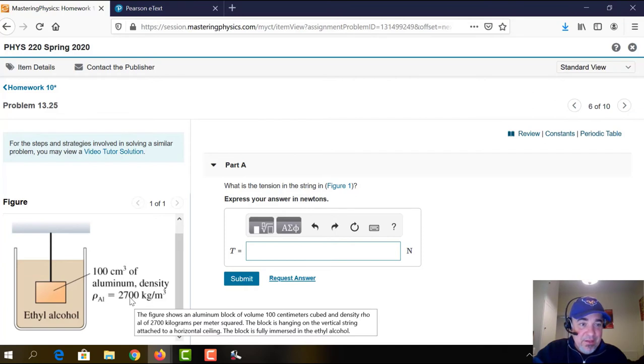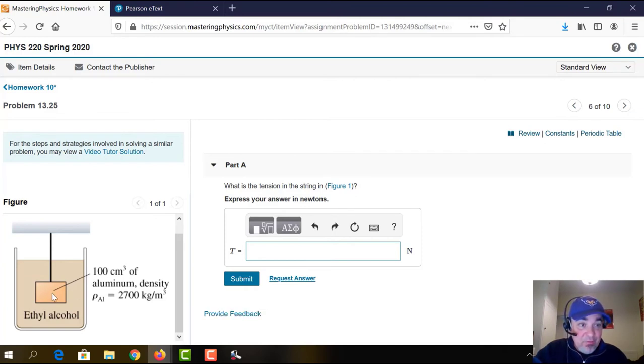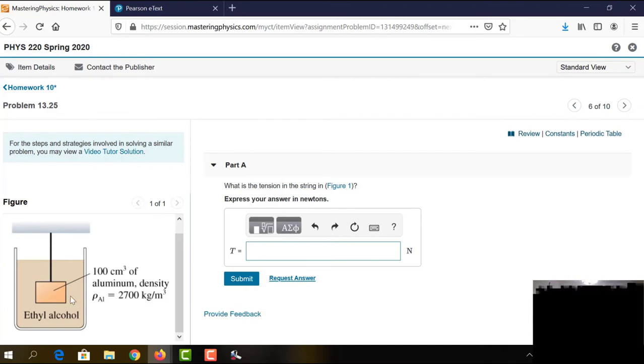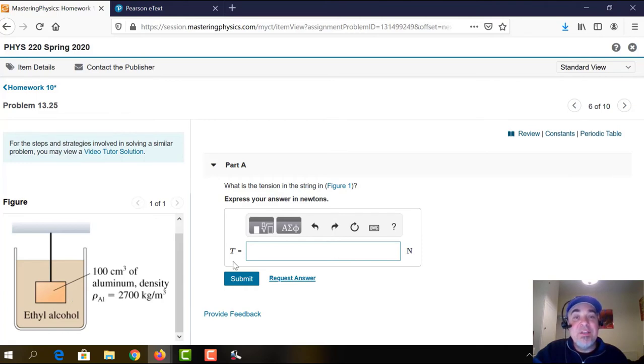Density of aluminum is given. The volume of the aluminum is given. It's completely submerged in ethyl alcohol. And then we want to know what is the tension in the string. If you imagine, the tension in the string would be less than it normally is. By normally, I mean if it was just hanging in air, there would be a certain amount of tension. But here, you have the buoyant force helping out. So let me just sketch out the free body diagram for this one.